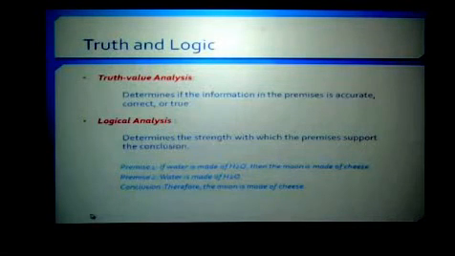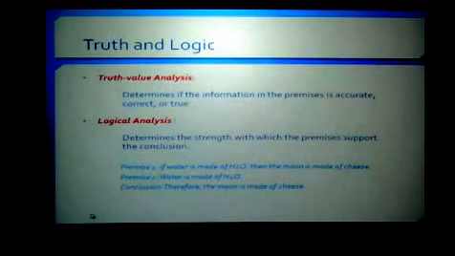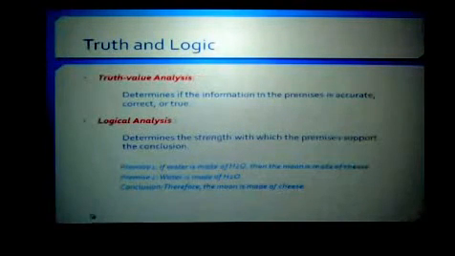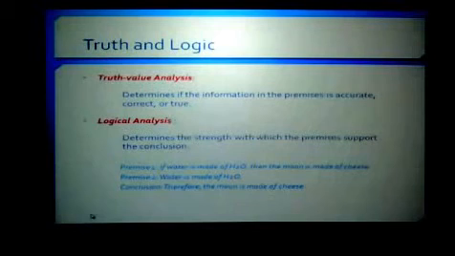Now, with truth-value analysis, we want to ask, are these premises true or false? Premise 1, if water is made of H2O, then the moon is made of cheese, is actually a false statement. Premise 2, water is made of H2O, is a true statement. So this argument has one false premise and one true premise. Now the conclusion states, therefore the moon is made of cheese.